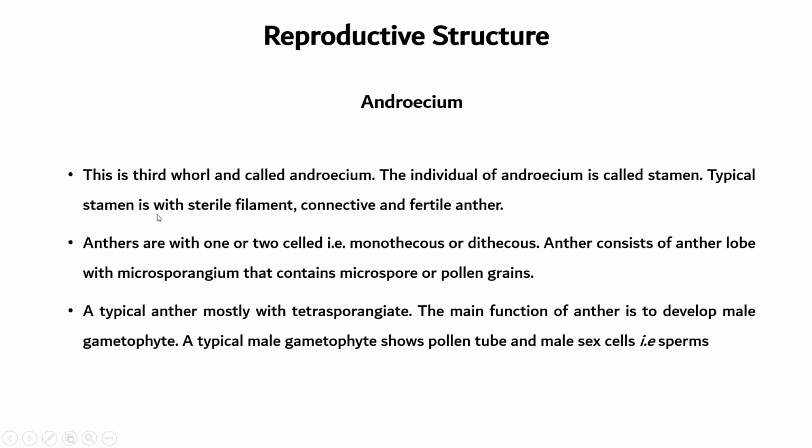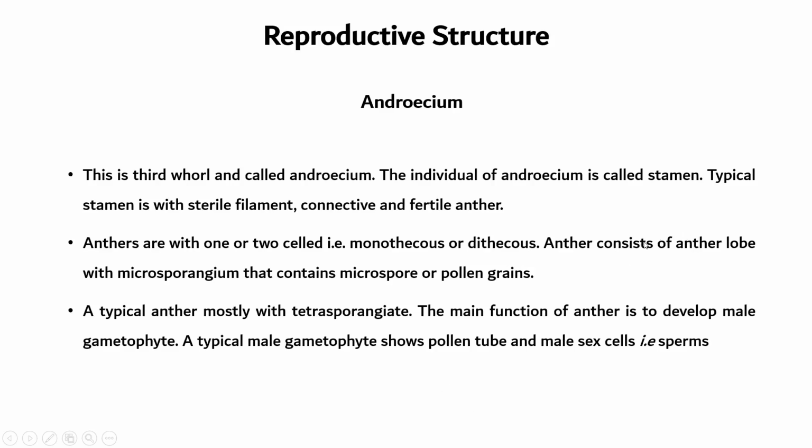A typical stamen consists of a sterile filament. The joining point to the anther is called the connective, and the uppermost lobed structure is the anther, the fertile part. Anthers are with one or two cells. That condition is called monothecous or dithecous.